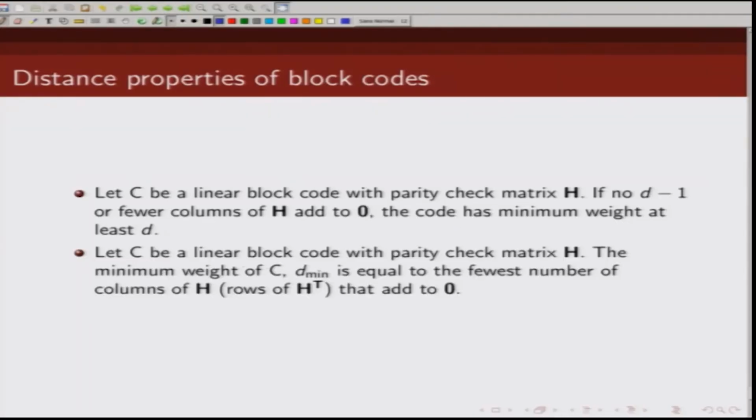The second statement that we can make is, if there is a linear block code C with parity check matrix H, then the minimum weight of this linear block code C, d min, is equal to the smallest number of columns of this H matrix whose vector sum adds up to 0.